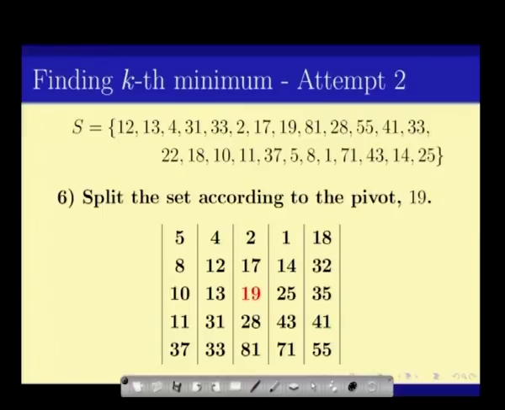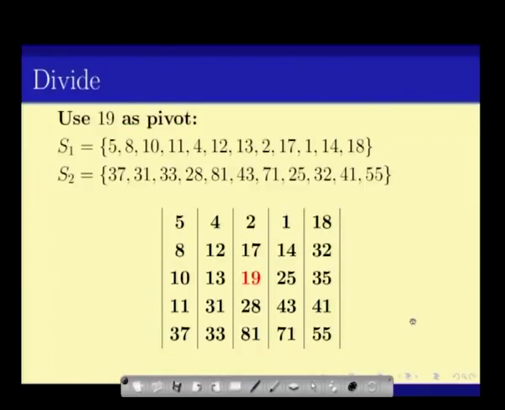So, we can use 19 as a pivot. Say we use 19 and split this set S. So, we split S into 2 parts, S1 and S2. S1 just contains all the elements that are less than 19 and S2 contains all the elements that are greater than 19.